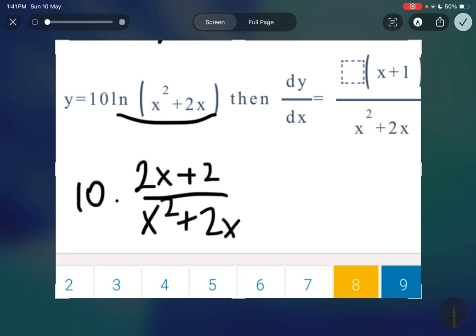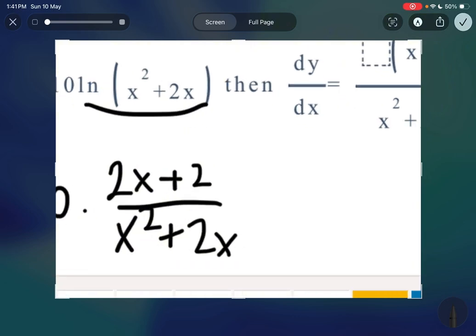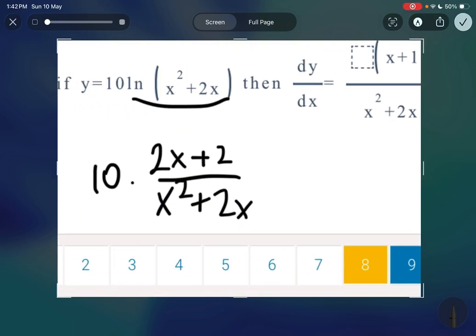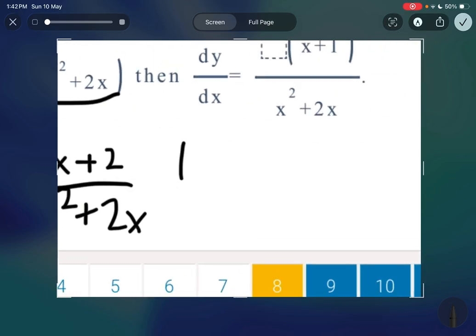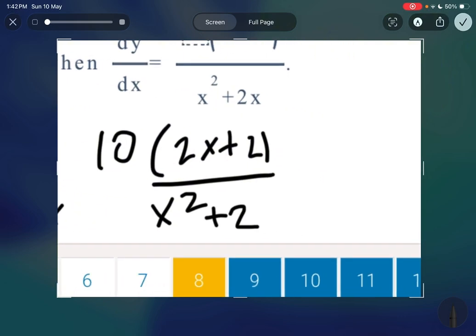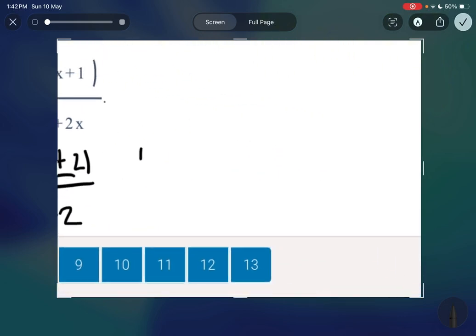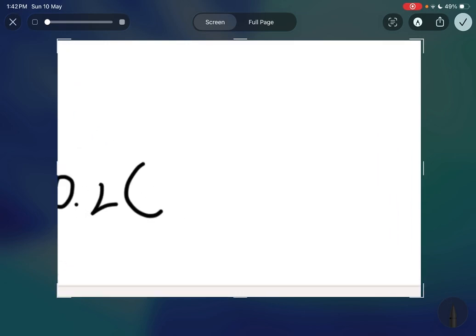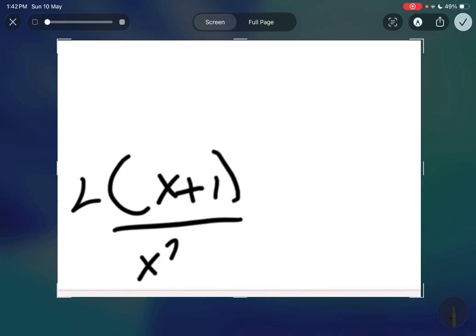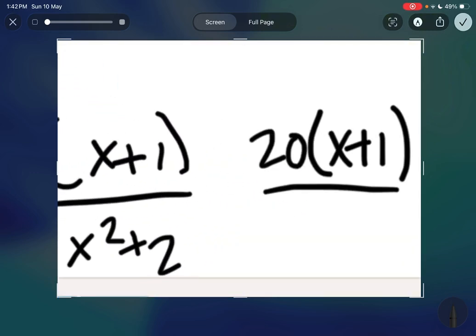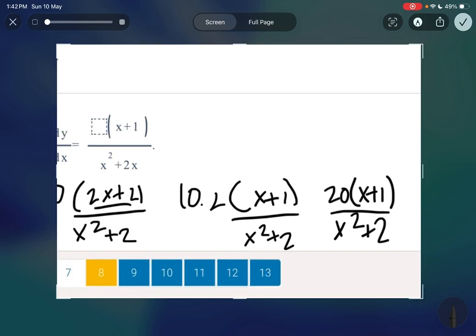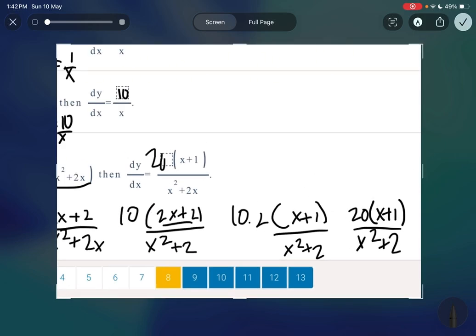And then what you can do here is basically just take the 10. So it will be 10 times (2x plus 2) over (x squared plus 2x), and then you take 2 as a common factor here, so it will be 10 times 2 times (x plus 1) over (x squared plus 2x). So it will be now 20 times (x plus 1) over (x squared plus 2x). See, it's very easy.